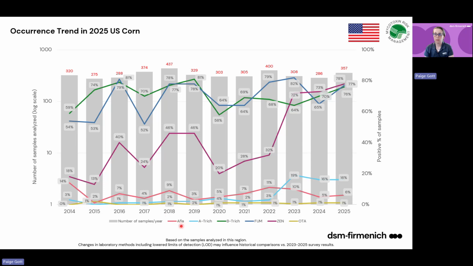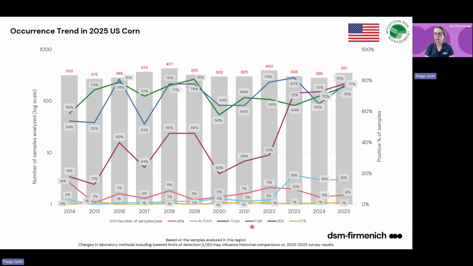We have aflatoxins represented by the pink line towards the bottom of the graph, type A trichothecenes represented by the light blue line, also across the bottom of the graph. That includes metabolites such as T2 toxin and HT2 toxin, among others. The dark green line that really extends across the top of the graph represents our type B trichothecenes, which includes deoxynivalenol or vomitoxin and related metabolites.